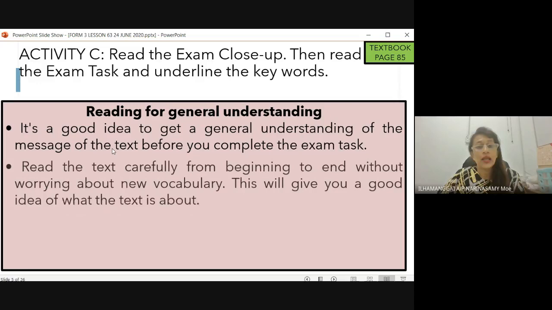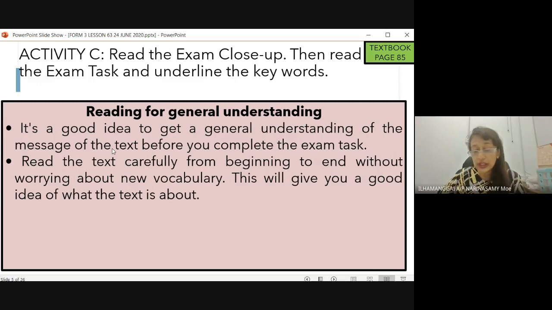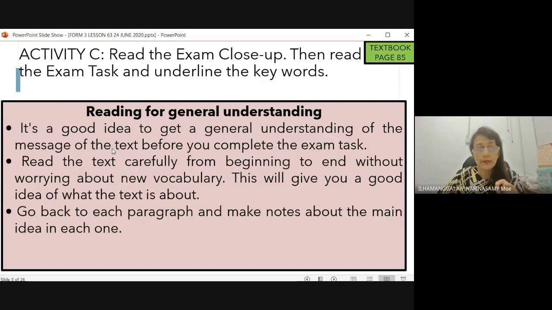Read the text carefully from beginning to end without worrying about new vocabulary. All of you need to not worry about words that you don't understand, because when you just read from beginning to end, you will get an idea of what the text is about, right? Then you go back to each paragraph and make notes about the main idea in each one. So you look at each paragraph, at the side of each paragraph or on a different paper, you write paragraph 1, the main idea of that paragraph is what? So you get a general understanding.